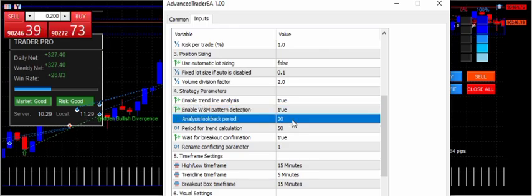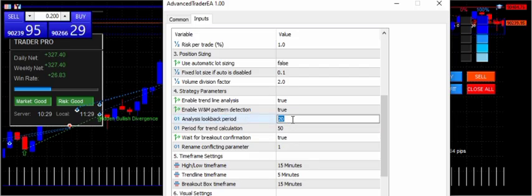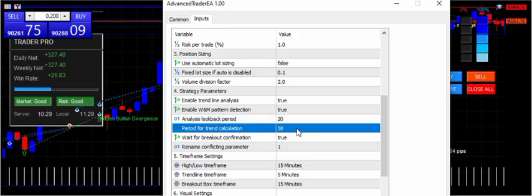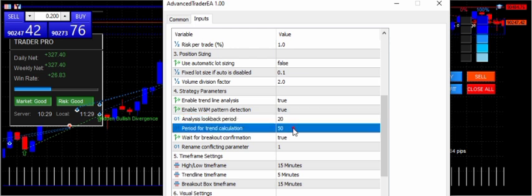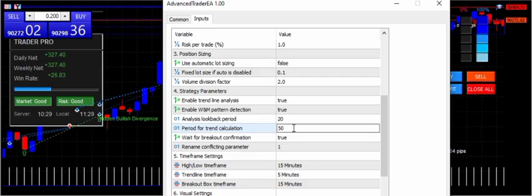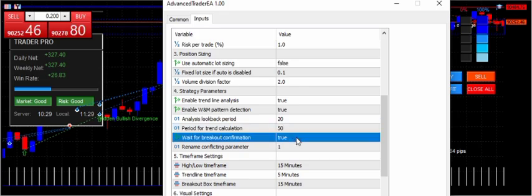Then we have the analysis lookback bars. That is the period it will calculate back before it starts some of the analysis. Now I say 20 bars. You can use up to 100 bars or more, but I prefer 20 and 10 bars. Then we have the period for trend data. Always I use 500 for trend data, depending on the market. Like volatility, I make use of 50 trend data.